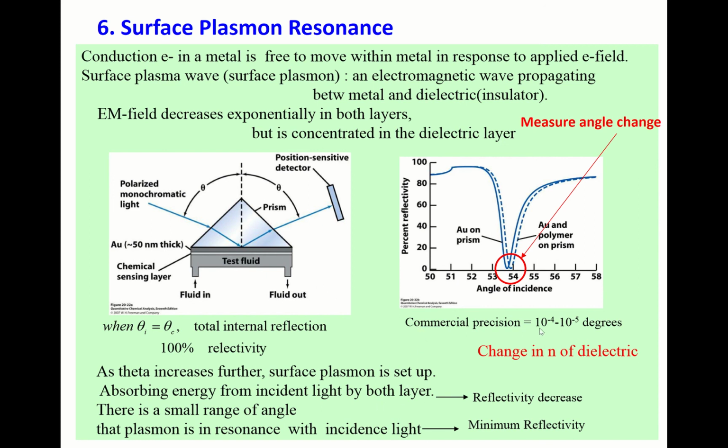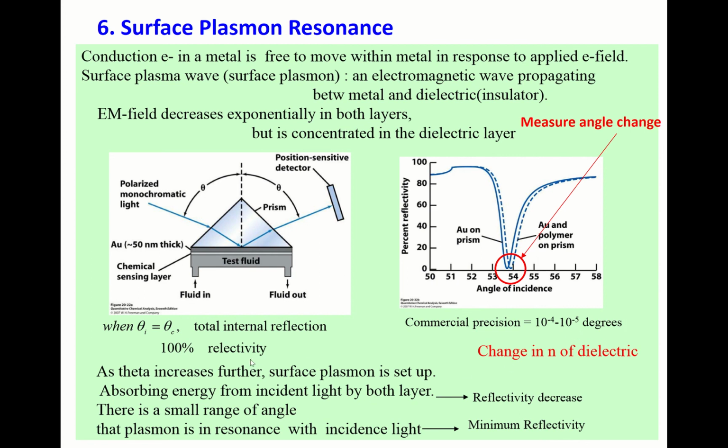Look at this value. There are commercial instruments for surface plasmon resonance measurement, and very amazingly, people usually use a laser beam. An angle change of 10 to the minus 4 to 10 to the minus 5 degree can be detected. This is amazing. This is an amazingly small angle, but at any rate, it can be detected.